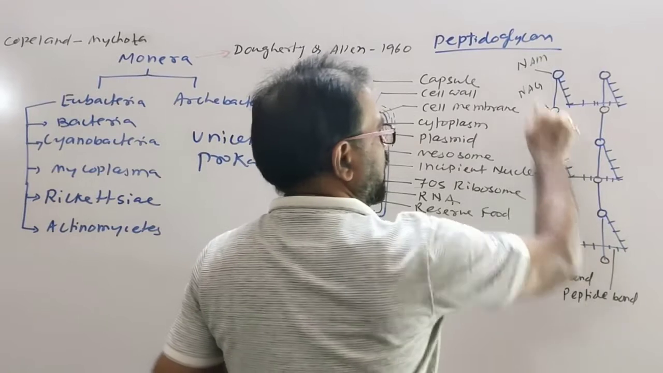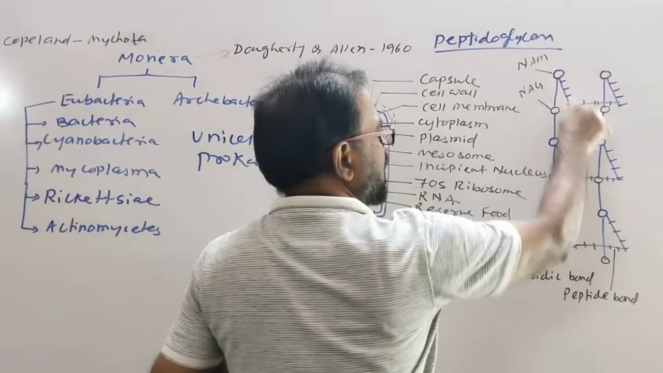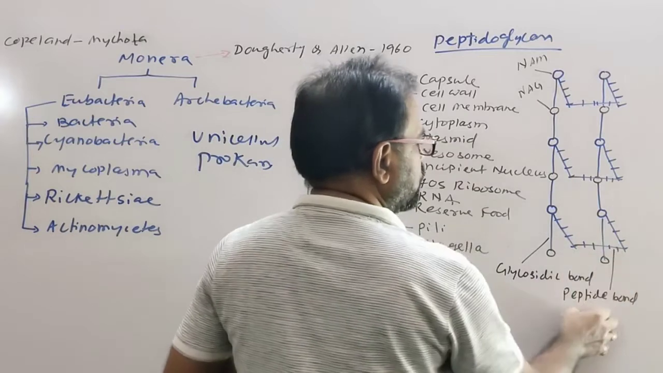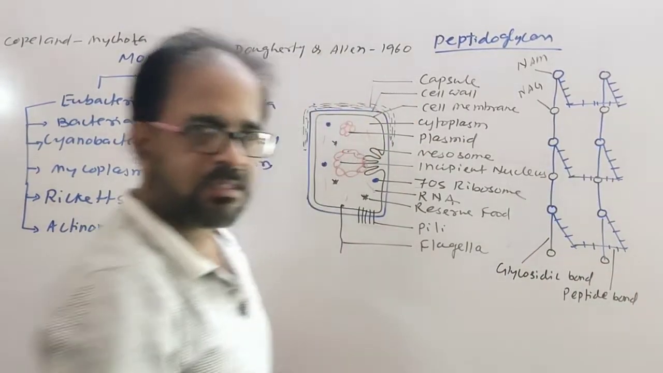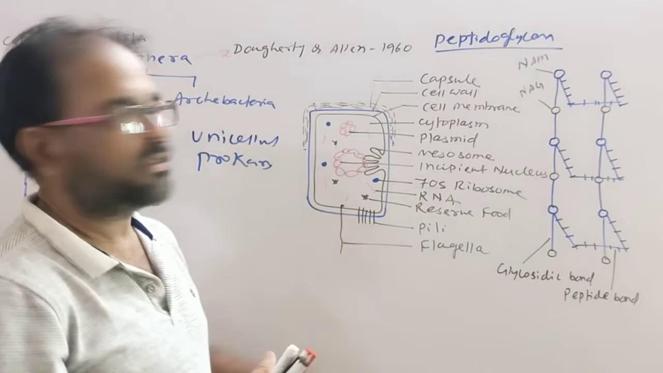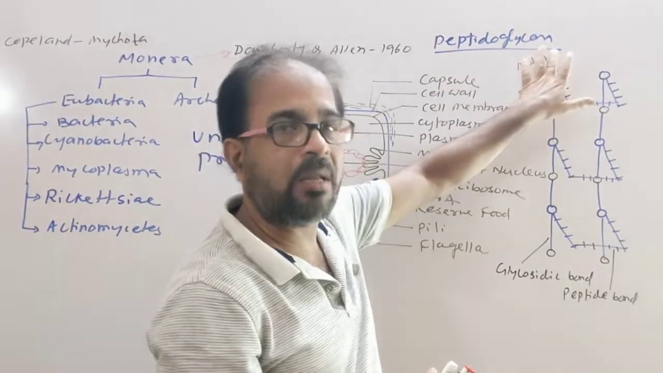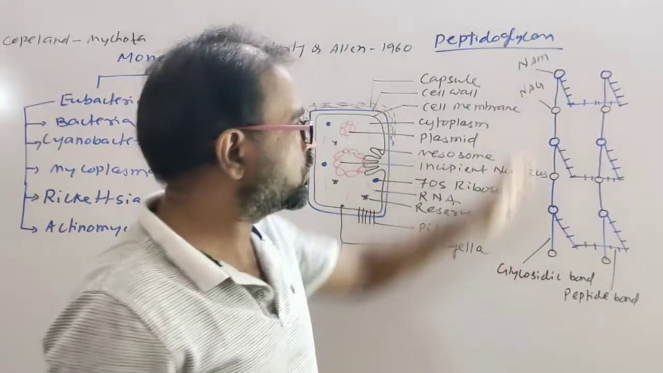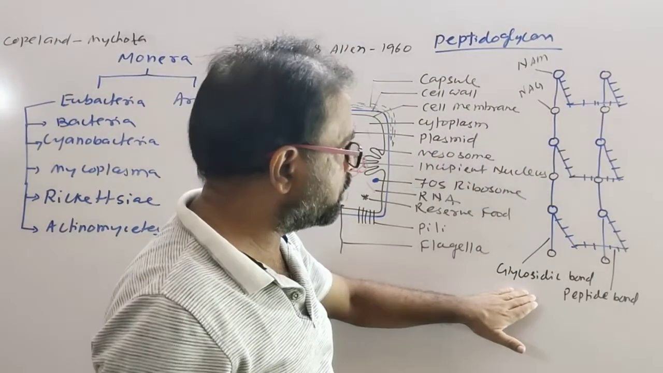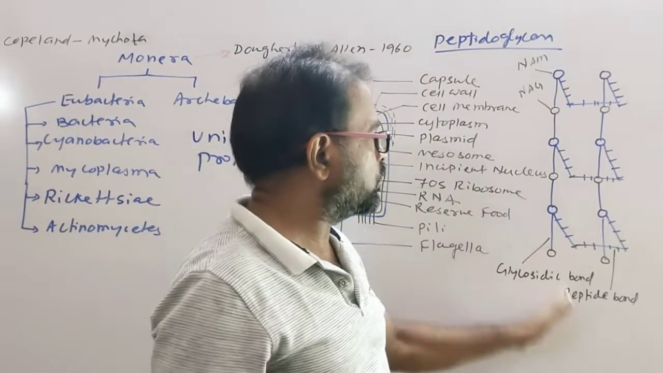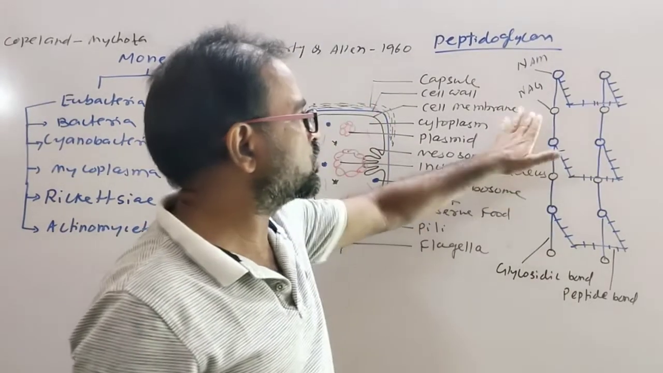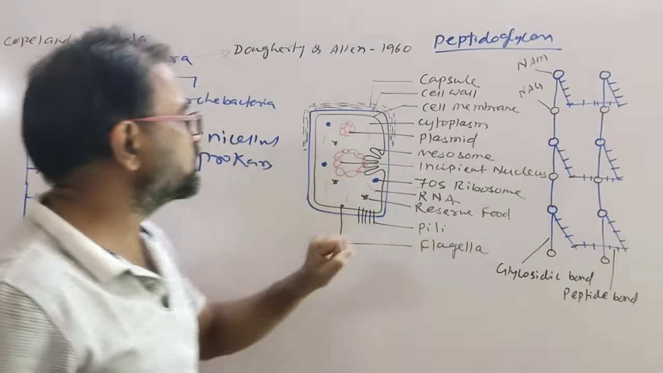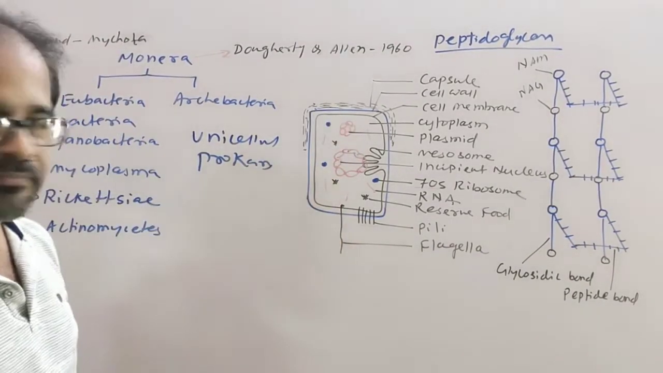From the N-acetylmuramic acid, the amino acids are formed. They are connected by peptide bond to form the skeleton of the cell wall. Clear? N-acetylmuramic acid and N-acetylglucosamine, the amino sugars, are connected by glycosidic bond, and two rows of amino sugars are connected by peptide bond to form the skeleton of the cell wall of bacteria.